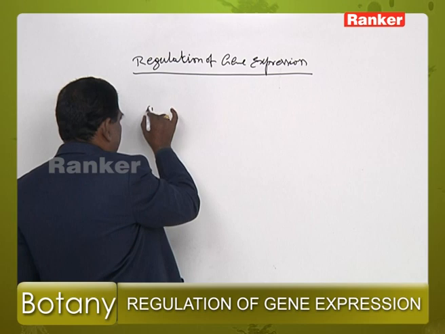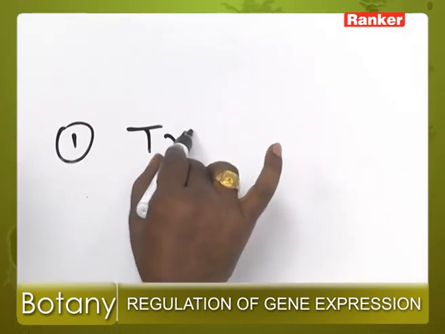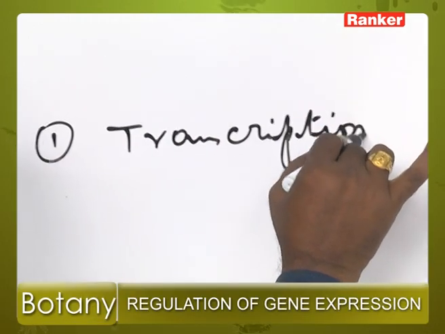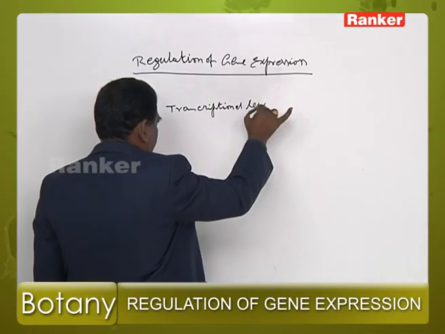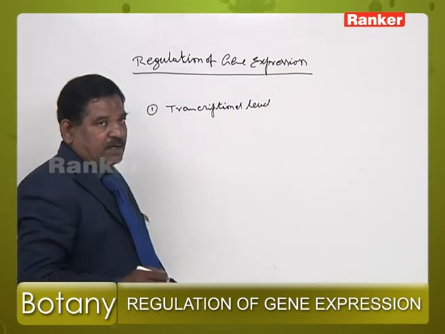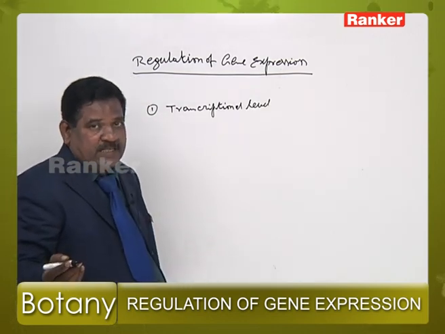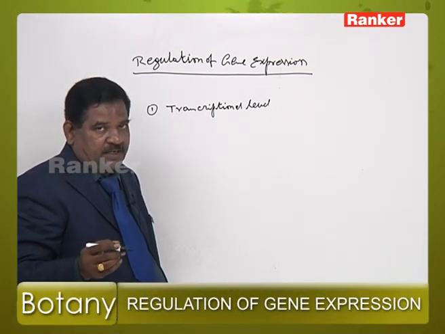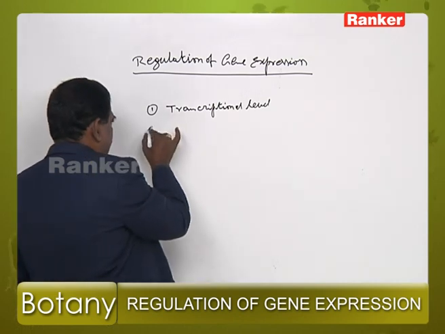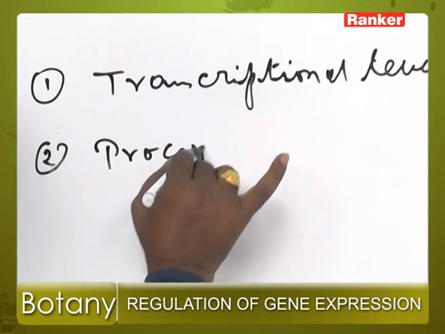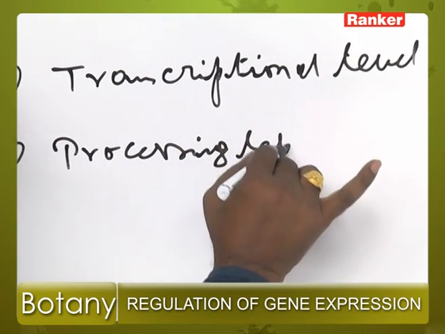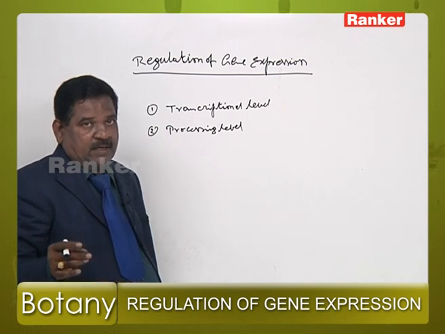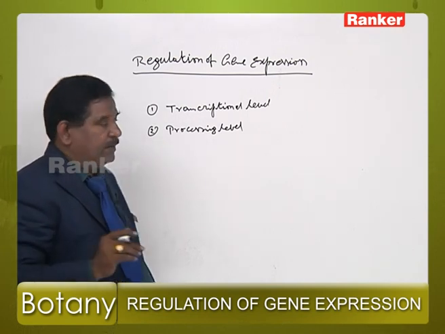1. Transcription level, or during the formation of the primary transcript, that is the formation of the hnRNA, heterogeneous nuclear RNA. 2. Processing level, that is during the conversion of the hnRNA into the mRNA.